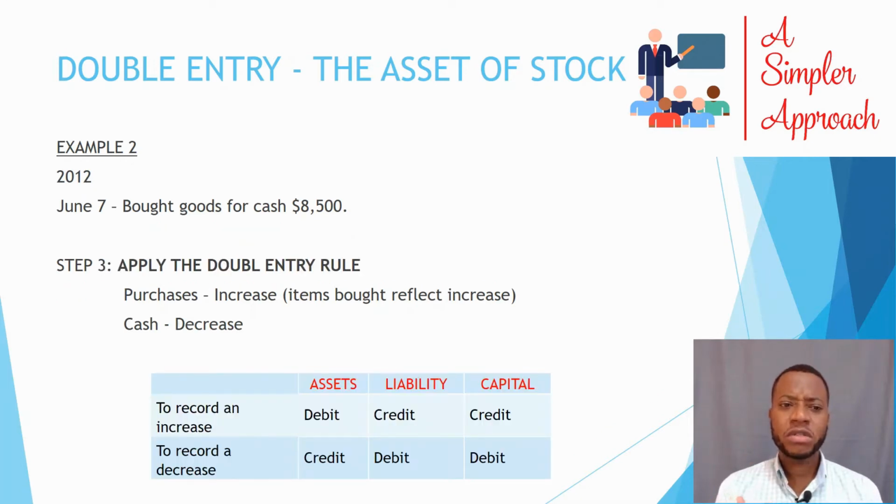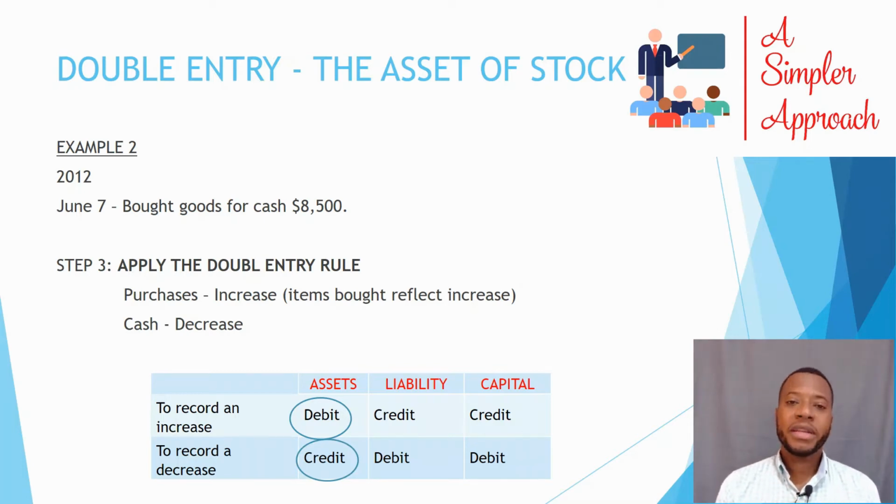Applying the double entry rule. Both cash and purchases, and when I say purchases, I'm affiliating it with stock because the two are linked. Yeah, you get the point. Both are assets, and because both are assets, this makes it a little easier to break down. One is increasing, one is decreasing. The one that is increasing, being purchases, would be debited as per the rule, and the other, cash, which is decreasing, would be credited as per the rule. Okay?